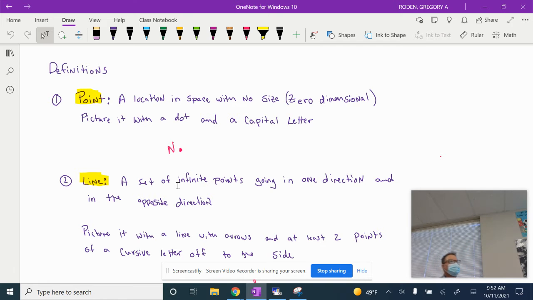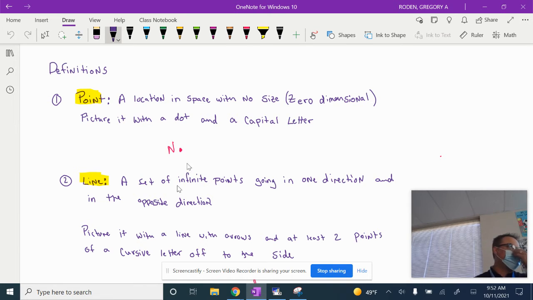All right. So a point. A point is a location in space with no size. It's what we call zero dimensional. We picture it with a dot and a capital letter. Now, you have to understand here, we're talking about an idea, and the idea cannot be drawn physically. If you notice, this dot actually has some size, right, guys? But in theory, the idea is that it doesn't have any size. So it's a location in space, but it has no size.